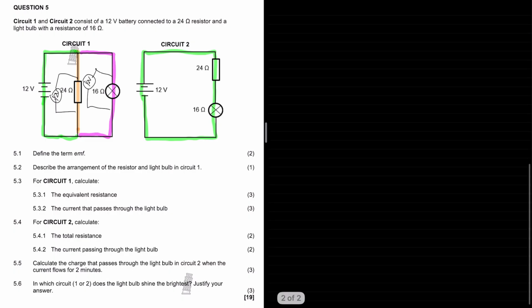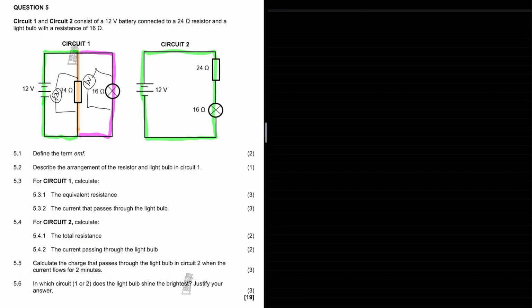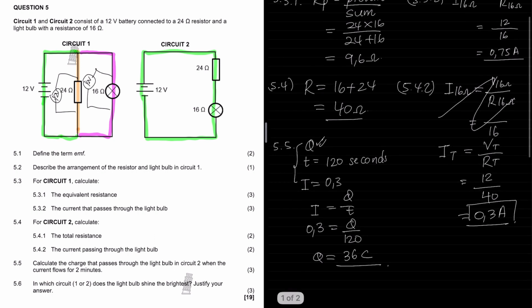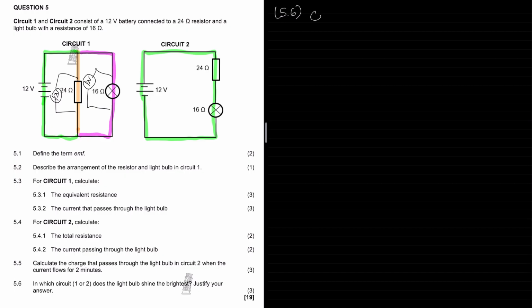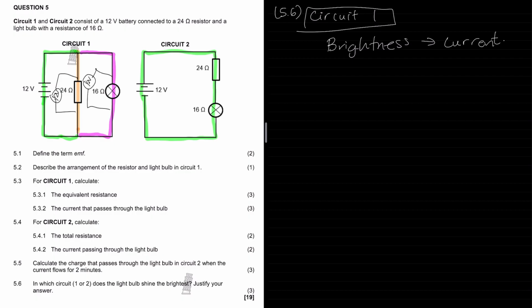And now moving on to the last question, which is in which circuit, 1 or 2, will the light bulb shine the brightest? Justify your answer. So 5.6, it's going to shine brightest in circuit 1. So why circuit 1? Because remember, brightness is related to the current. There are other things that will affect brightness, but for this level, we'll just relate it to current.